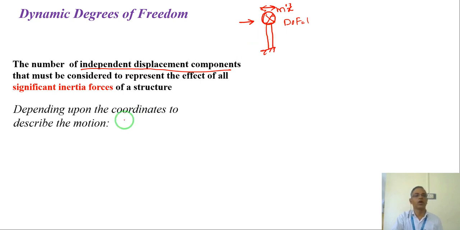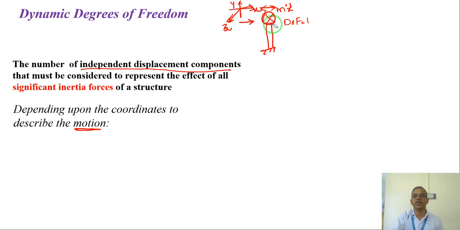Right? Now, depending upon the coordinate to describe the motion, my motion is only horizontal. Let us say this is my x-axis, vertical is the y-axis, and there is my z-axis. Right now I am interested only in the x-axis. So I am describing the motion in the x direction. So that is 1 degree of freedom.